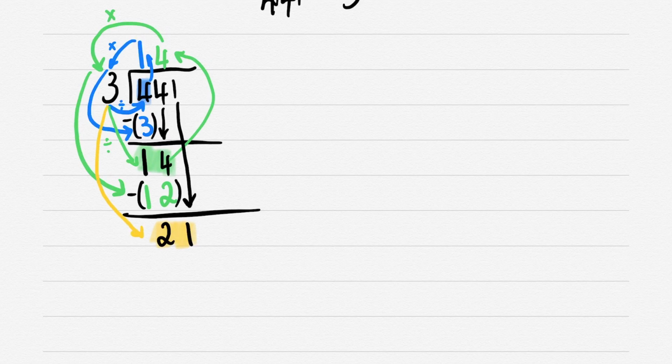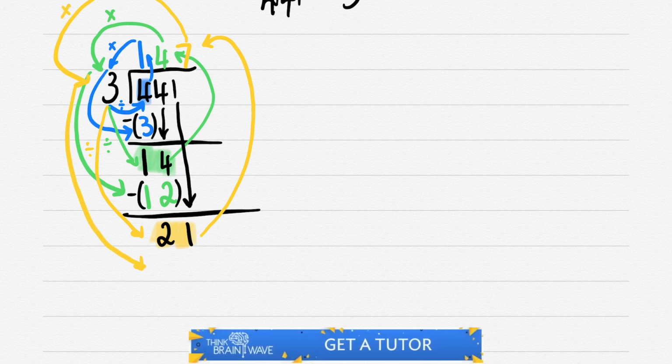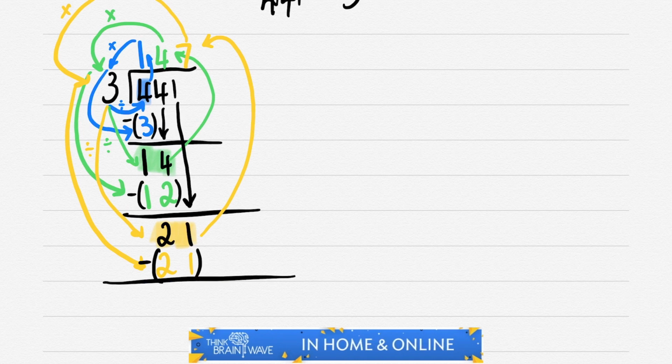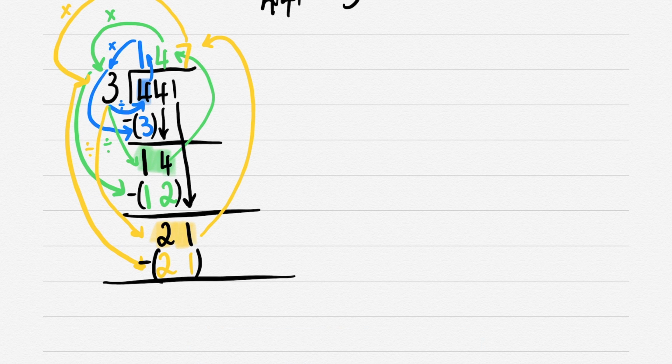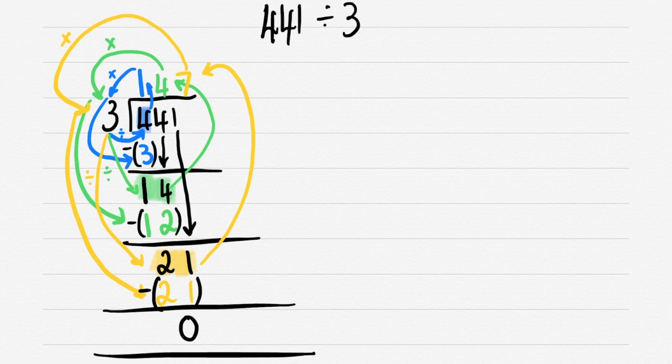So 21 divided by 3 gives you what answer? Well, it gives you a 7. Here we go. 7 times 3 will give you 21, and then you take that 21 underneath and you say 21, put brackets with a negative sign and a line, you get the answer of 0. So there are no remainders. Therefore your answer is 147 with no remainders.